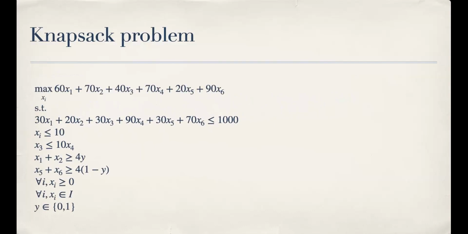So we formulate the whole optimization problem as follows. We maximize the objective function. Our objective function is 60x1 plus 70x2 plus 40x3 plus 70x4 plus 20x5 and plus 90x6.